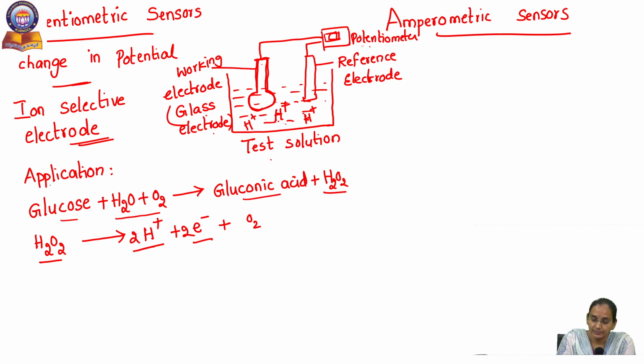So if we consider an application for potentiometric sensors, we can detect the concentration of glucose in our blood, so that we can say a person who has more glucose content will be considered diabetic. So this is one of the applications for potentiometric sensors.